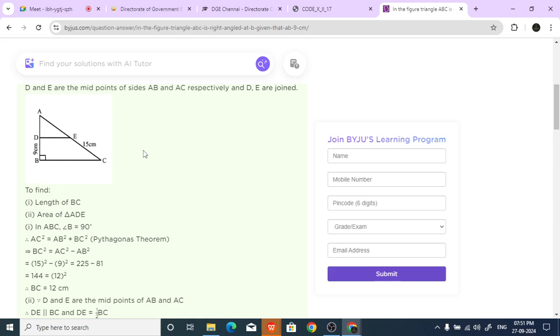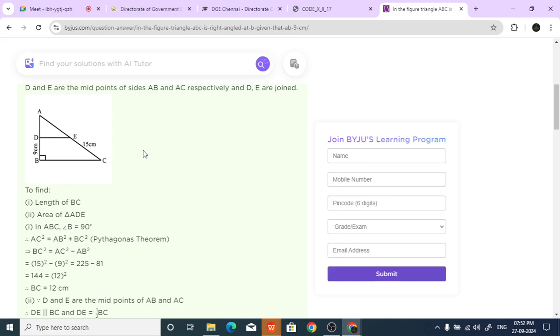BC square equals 15 square minus 9 square. 15 square is how much? 225. 9 square is 81. 225 minus 81, how much are you getting? Swastik? 12. So the length of BC is 12. Very good. What is the length of DE?